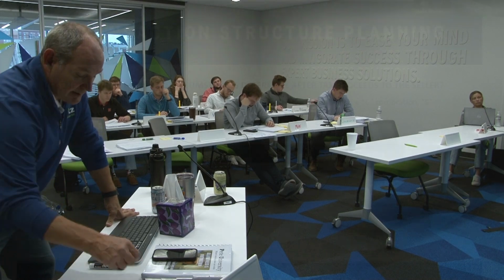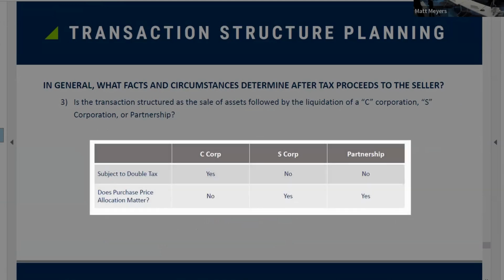Is it subject to double tax? C Corp is yes, because the corporation is going to have its corporate level tax, and then when the cash is distributed to the shareholders, they're going to pay a tax on the surrender of their shares or a dividend, whichever the case may be. S Corp's not subject to double tax.